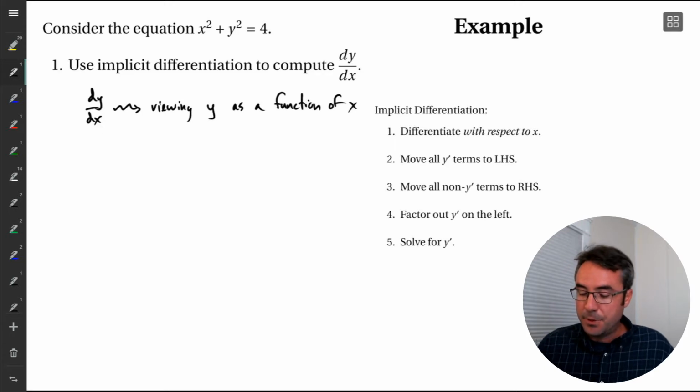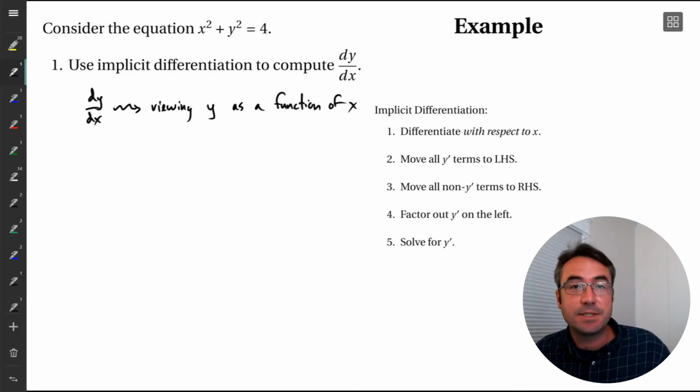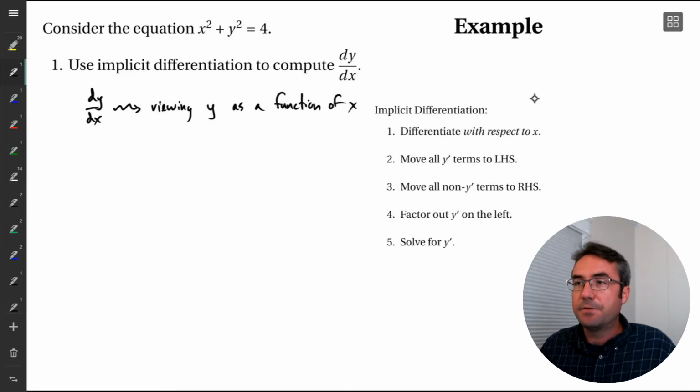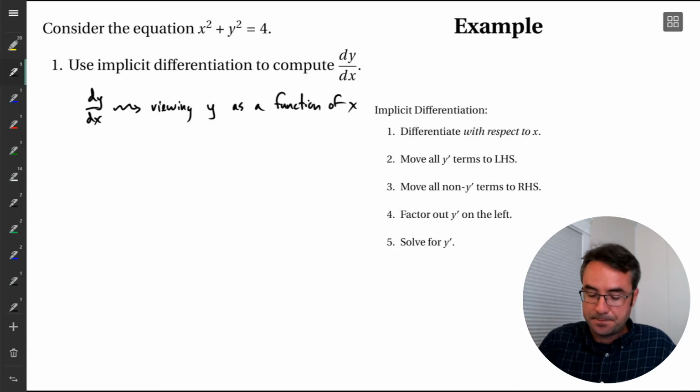All right, so we have this equation. We're viewing y as an implicitly defined function in terms of x. We don't actually know what y is equal to. And so we're going to calculate dy dx using this implicit differentiation technique. All right, so let's look at the steps here. Step 1, we're going to differentiate both sides of this equation with respect to x.